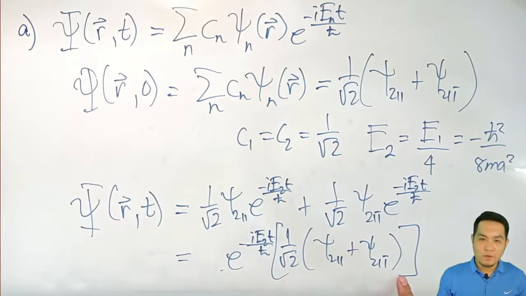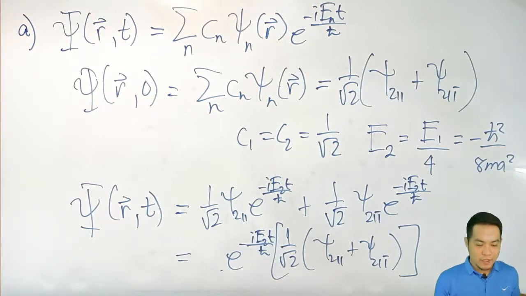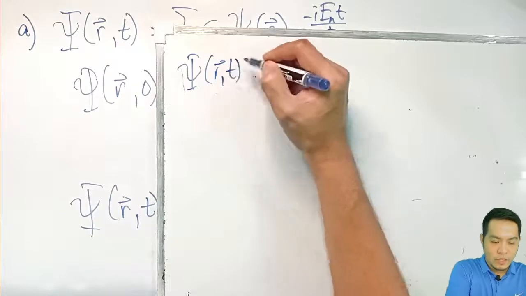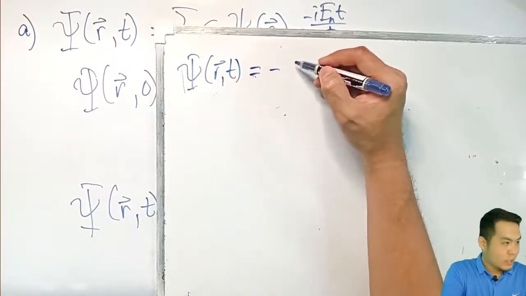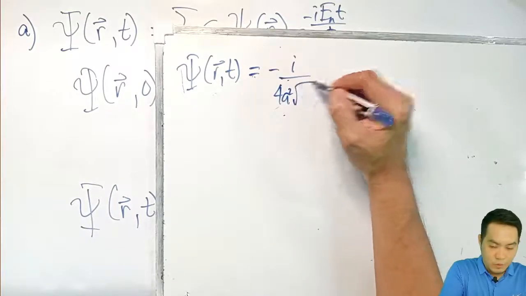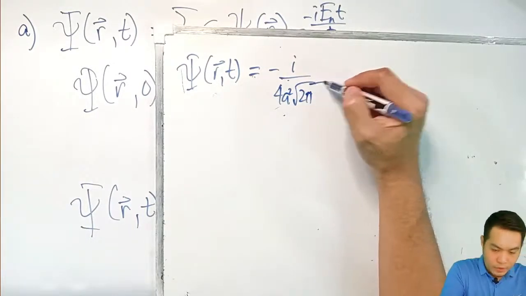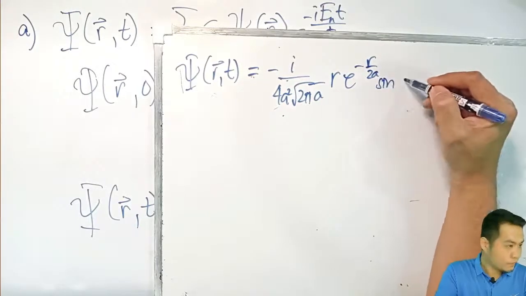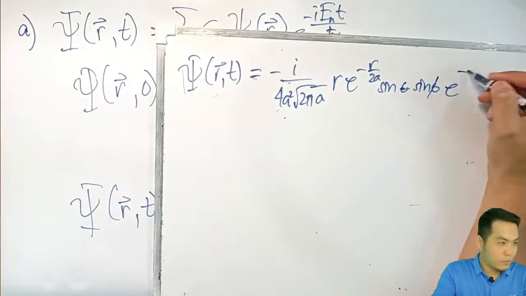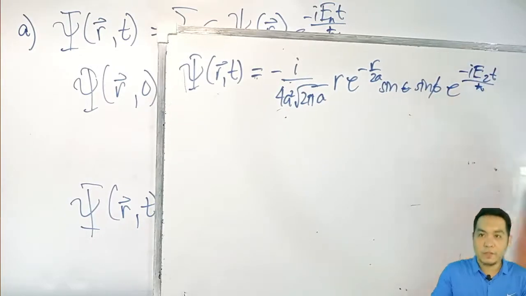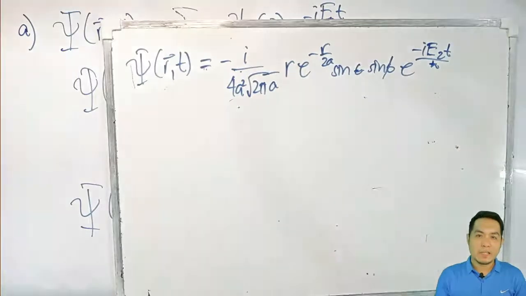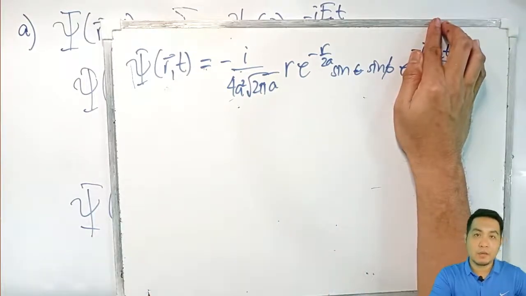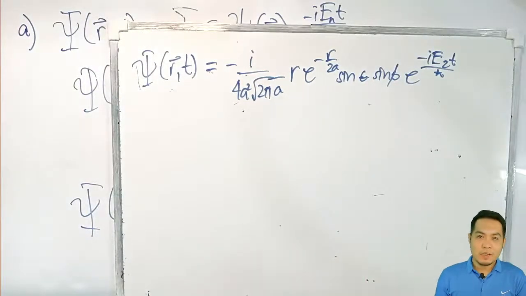And we're actually given the spherical coordinate form of this one. So using that value, we can now write our wave function at any time t as negative i over 4a squared square root of 2 pi a, r e to the negative r over 2a sine theta sine phi e to the negative i E2 t over h bar. So this is our wave function at any time t. You will notice that at time equal to 0, that is the given initial wave function. Okay, so that is for the first problem.